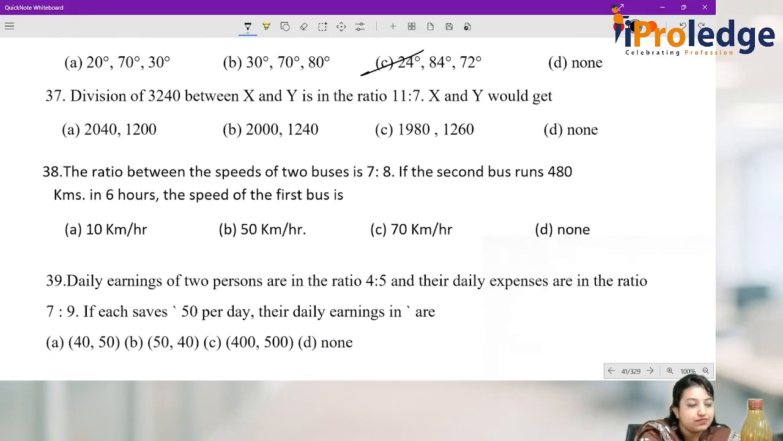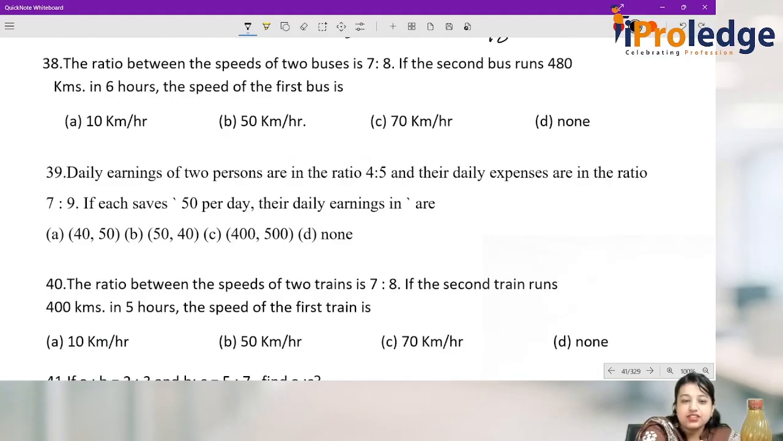37. Option C. So add both, 11 divided by 80 into 3240. 1979.9. So it is 1980. Okay. Yeah. So this one is a very important question.